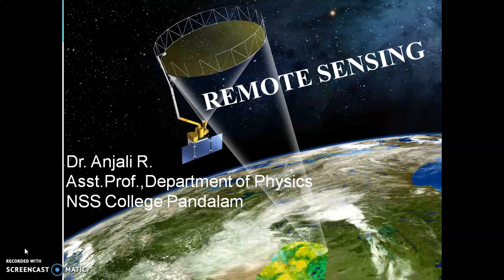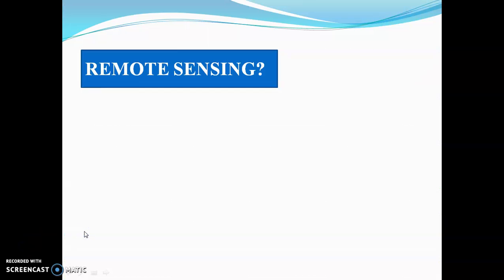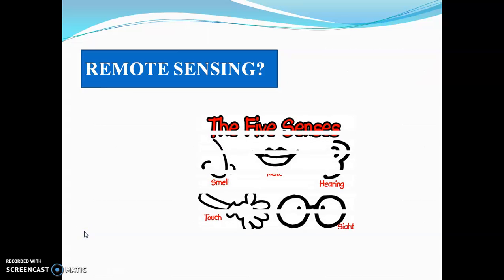How do we perceive or sense our surroundings? We sense our surroundings by using our sense organs. We use our five sense organs to perceive our surroundings.